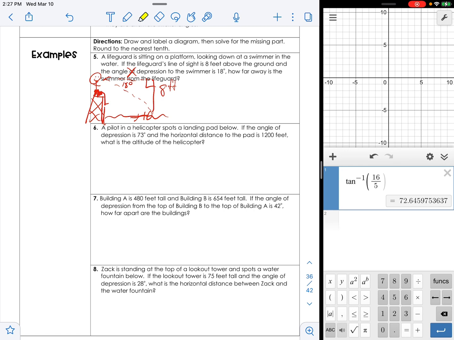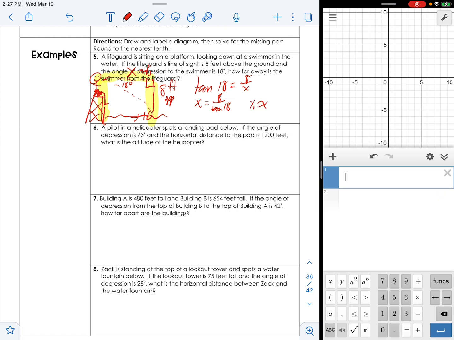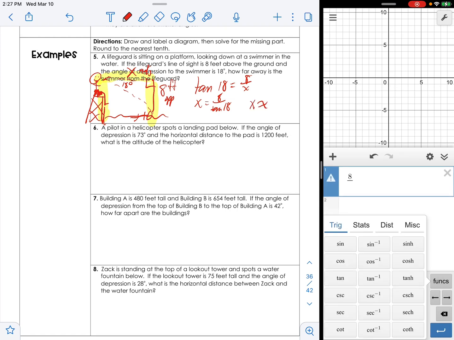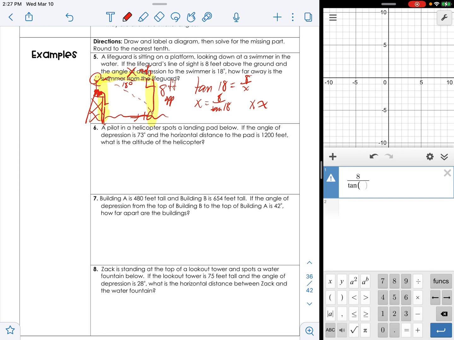We want from here to there, which is this line. We want that X. This one's opposite. This one's adjacent. So we have OA. So we've got the tangent of 18 equals 8 divided by X. Do the one-ratio swap. X equals 8 divided by the tangent of 18. So X is approximately, let's find out how far. 8 divided by the tangent of 18 degrees.